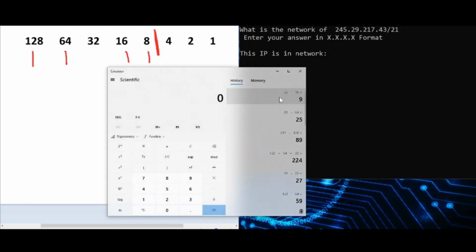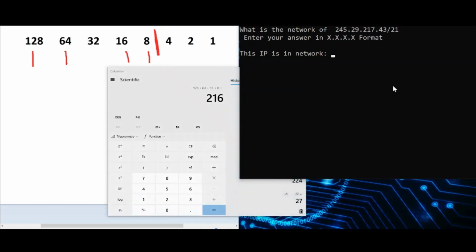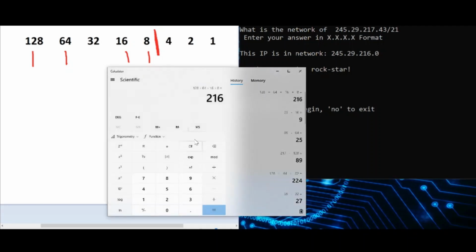What did we turn on? 128 plus 64 plus, oh, not plus 32. Plus 16 plus 8. Value is 216. So in this case, our network is 245.29.216.0. As you can see, that's the right answer.